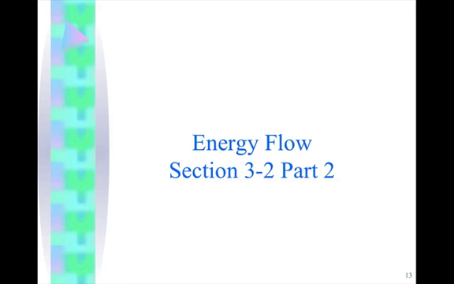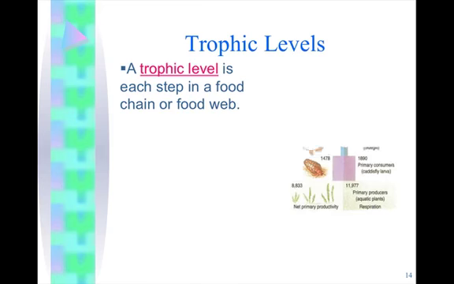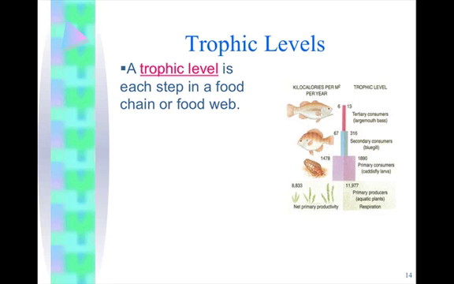To section 3-2, and this is going to be part 2 of energy flow. We're going to talk about trophic levels, and first we have to define what a trophic level is. A trophic level is each step in a food chain or a food web.